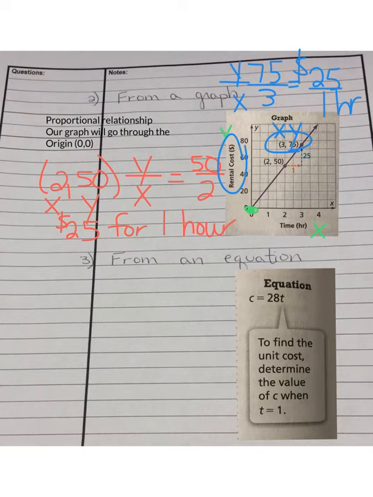They also showed it a little differently, where they just found if I move over 1 whole unit, so from 2 to 3 is 1 unit on my x, because we want our x to be 1, and I move up to that line, how far up am I moving? And they got 25 as well. So that is how we can look at it from a graph.